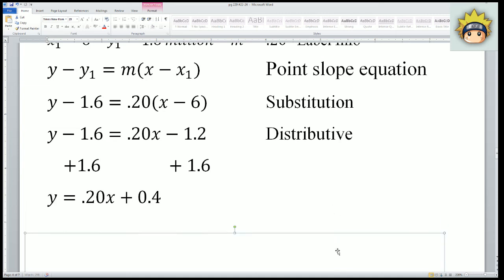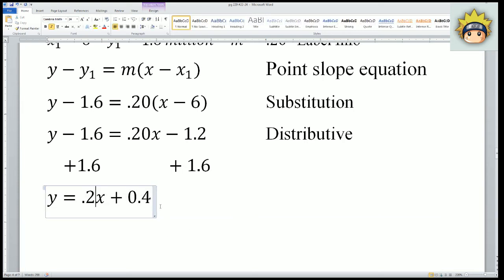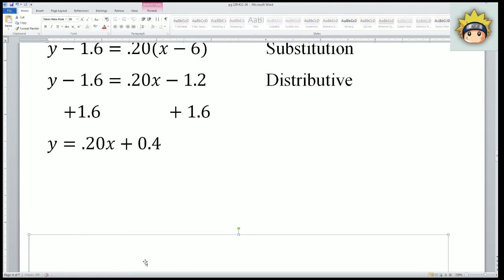Add 1.6 to both sides, and you should end up with y equals 0.2x plus 0.4. This is also a correct answer, okay? All right. That is the linear equation.